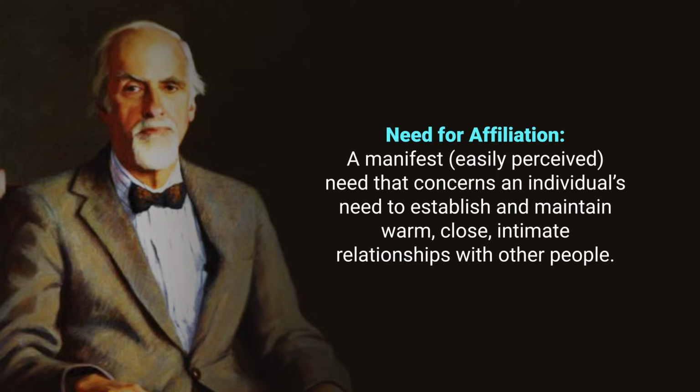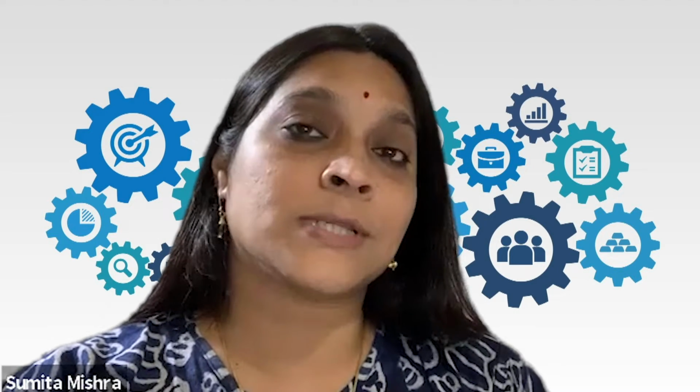Then the last is the need for affiliation. It's a manifest, easily perceived need that concerns an individual's need to establish and maintain warm, close, intimate relationships with other people. If I were to sum up the three needs, the need for achievement looks at the individual need for challenge. Do I thrive on challenge? Then comes the need for power, which describes the individual's need to influence, to make a change.